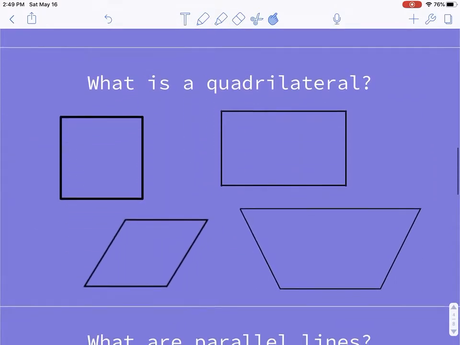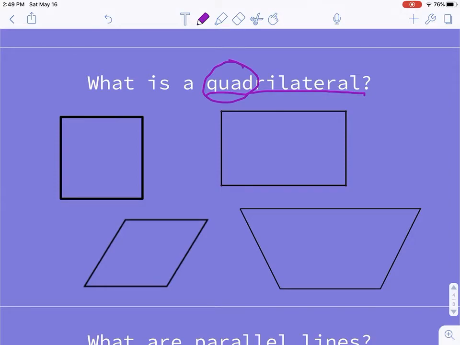Okay, what is a quadrilateral? Quadrilateral. Now the word quad means 4. So it's a shape with 4 sides and 4 vertices. These are all examples of a quadrilateral.